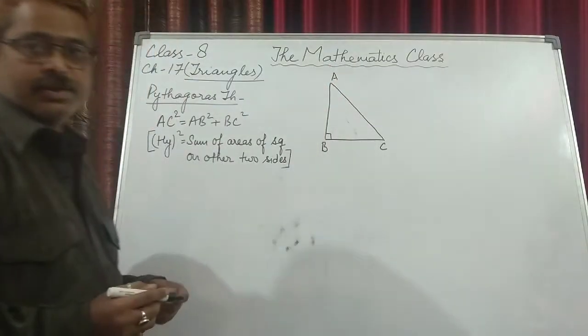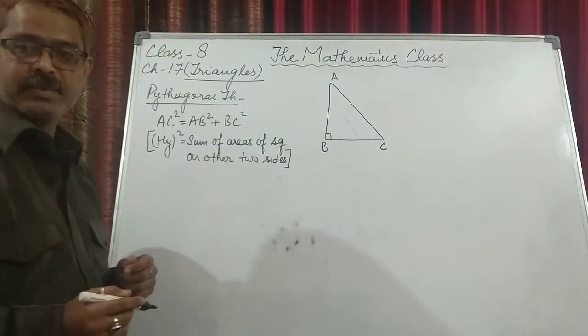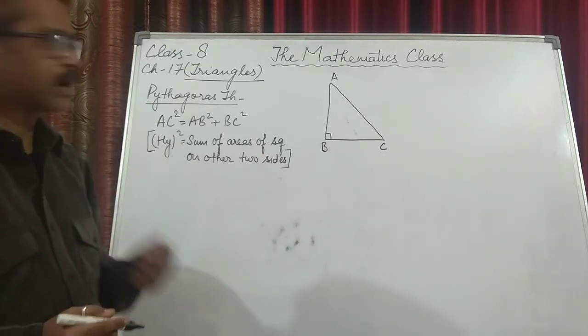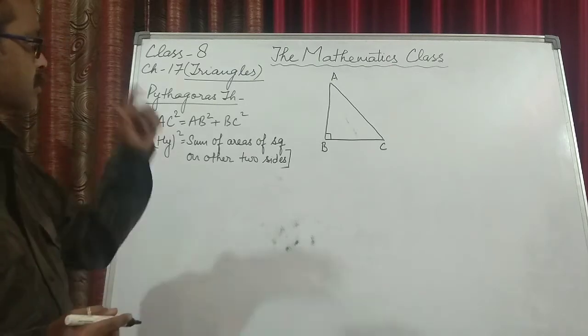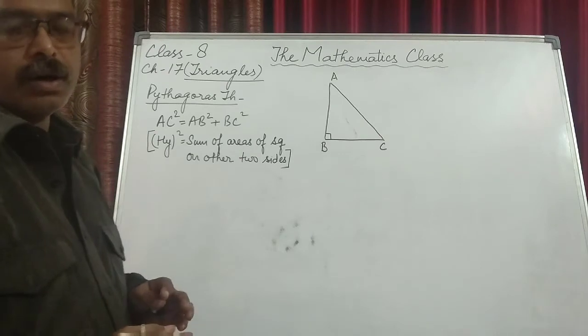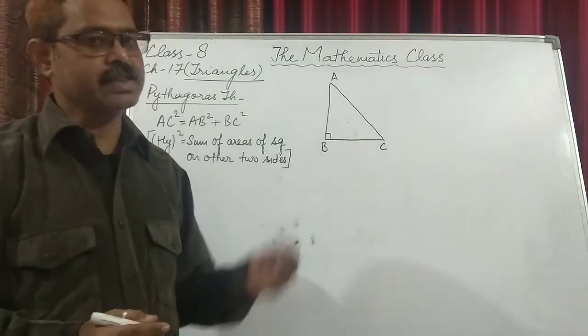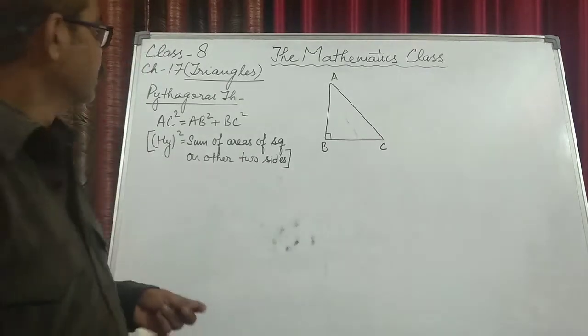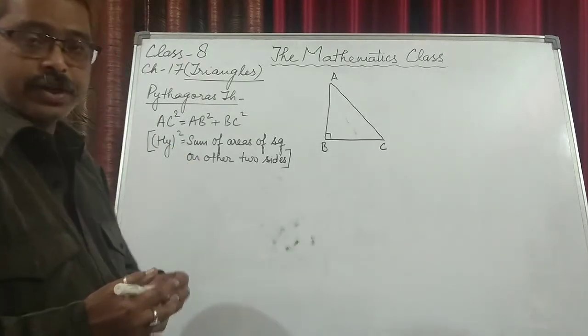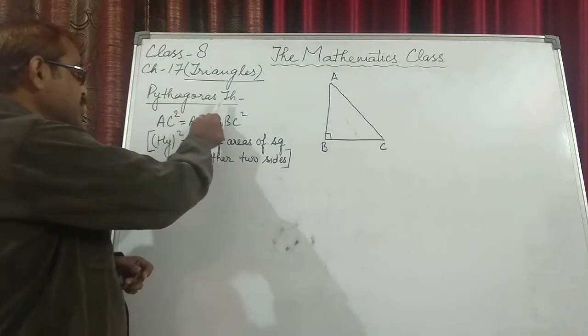Next class. This class is for class 8 and the chapter that we are doing is chapter 17, Triangles, and we are following the textbook ML Aggarwal. Now this class is in continuation to the previous class. In the previous class we discussed the questions of exercise 17A and that was finished. So now the next topic that we are going to study today is Pythagoras Theorem.